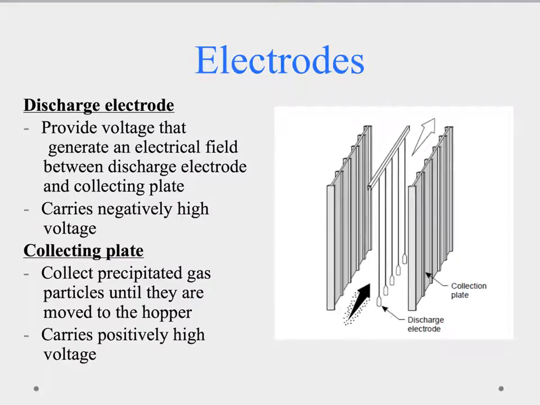The final one will be the electrodes. Electrodes are the most important components in the electrostatic precipitator, as they help it to carry out the filter function. There are two types of electrodes in this device. The first one is the discharge electrode. The discharge electrode provides voltage that generates an electrical field between the discharge electrode and the collecting plate. It also carries negatively high voltage. The next one is the collecting plate. The collecting plate collects precipitated gas particles until they are moved to the hopper. It carries positively high voltage.